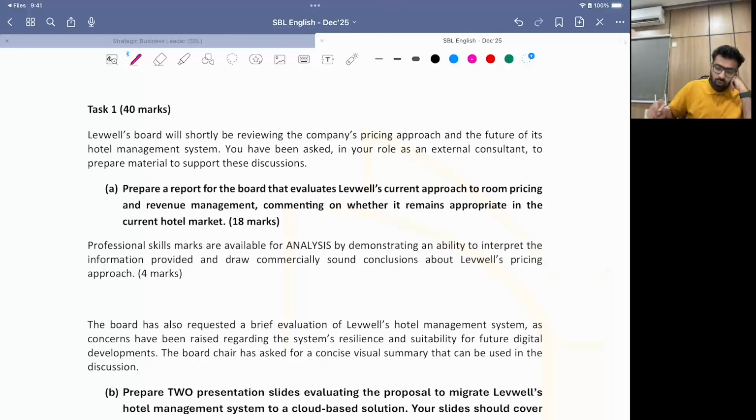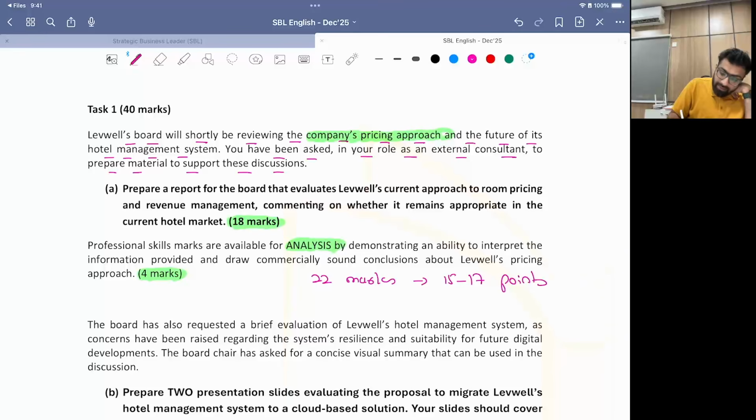Now, task 1. Levwell's board will shortly be reviewing the company's pricing approach and the future of its hotel management system. You have been asked in your role as an external consultant to prepare material to support these discussions. Okay, so our pricing seems to be questionable here, right? The skills are analysis. The marks are 18 and 4, so at least 22 marks. So at least I would say 15 or 17 points, right? And this is about the pricing approach.